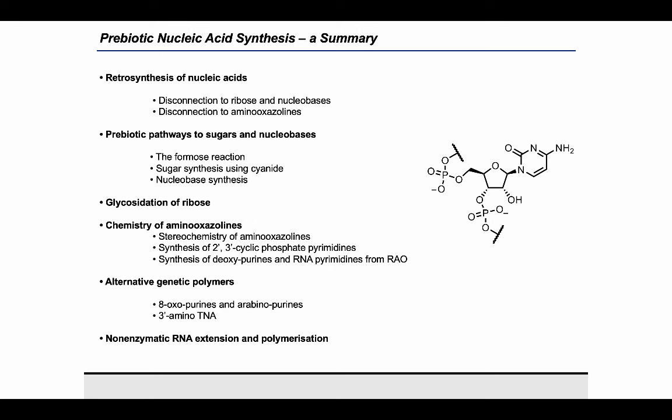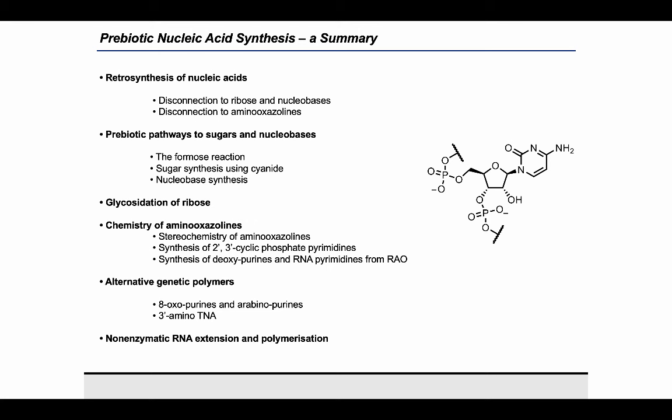We have also looked at how researchers have sought to make sugars such as ribose and nucleobases, and how they have glycosylated ribose with these bases. We've also covered some of the chemistry of amino-oxazolines, including their synthesis en route to 2',3' cyclic phosphate pyrimidines, deoxypurines, and RNA pyrimidines. Additionally, we have probed some of these pathways further and seen that alternative genetic polymers such as 8-oxopurines, arabinopurines, and 3' amino TNA are not only possible, but that their functions may have been different to that of RNA and enabled the transition from non-life to life.